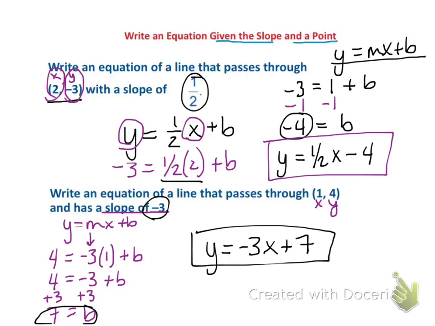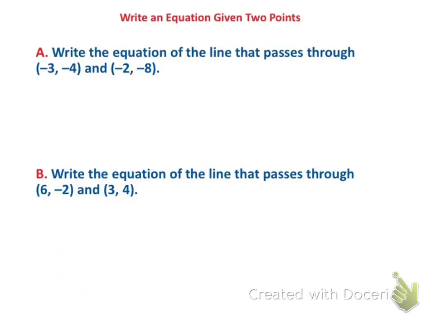Okay, let's try another example with some slightly different information. Okay, so this problem here gives us two ordered pairs. What didn't they give us? They didn't give us slope. So if they don't give you slope, how are you going to find slope? Easy. Remember, it's the rise over the run. So you take the y's and you subtract them over the x's and you subtract them.